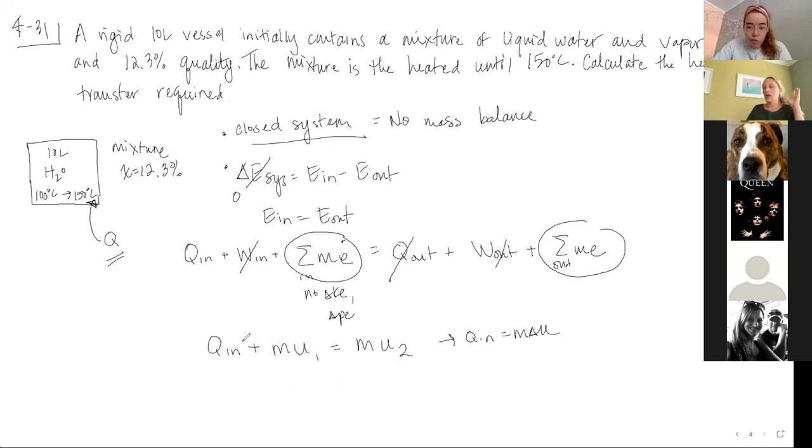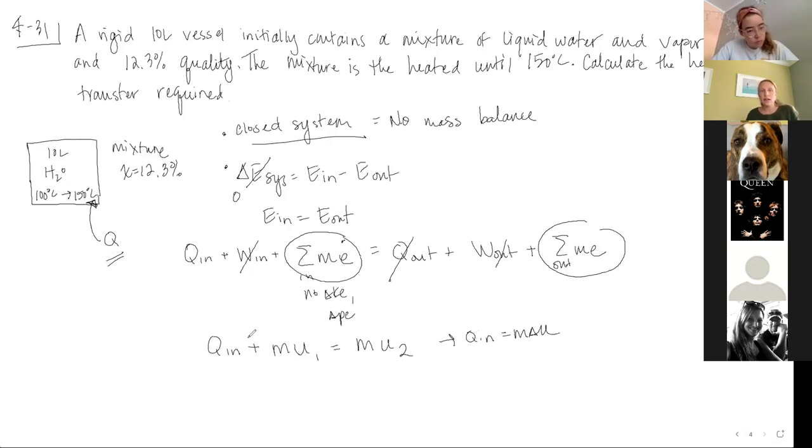We can use quality to get mass, but we don't necessarily do that first. I guess maybe you could. I didn't work it that way. But the first thing that I did was go to the property tables and try to get as much information about my starting condition and my ending condition as I could.